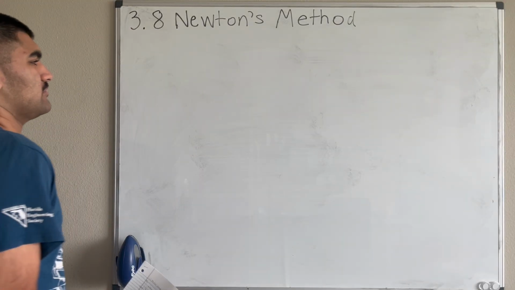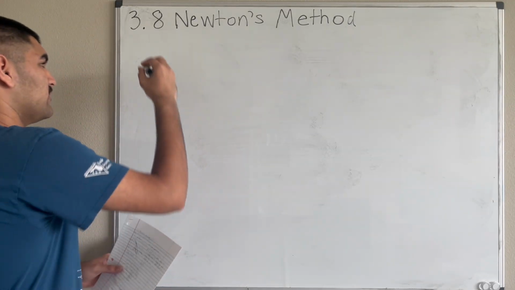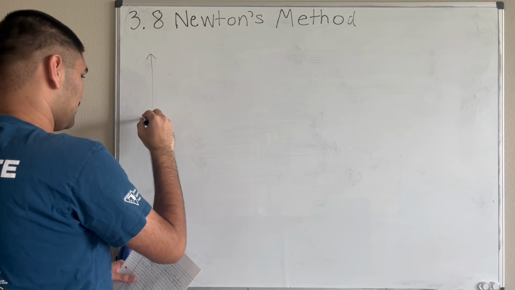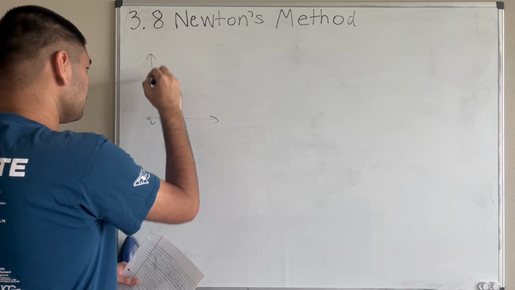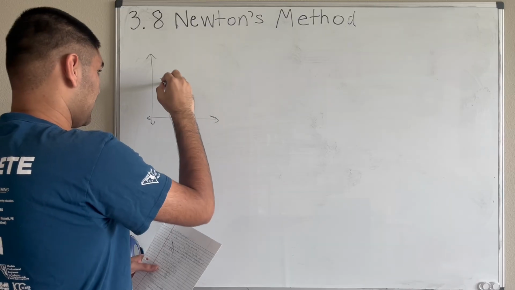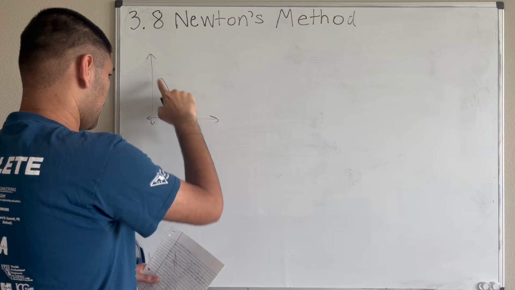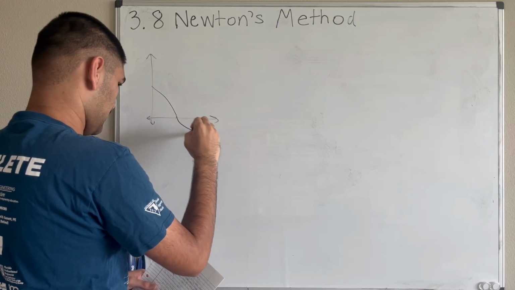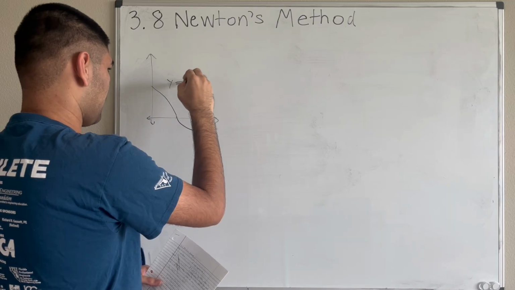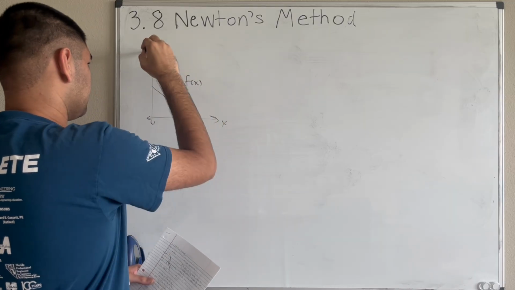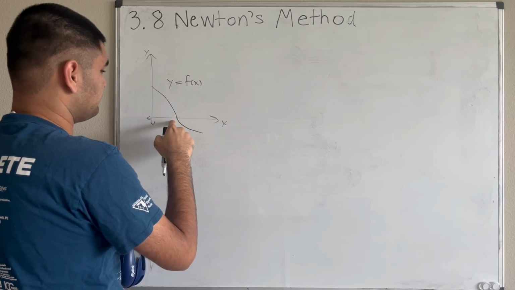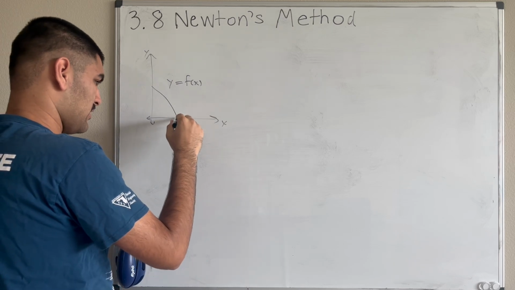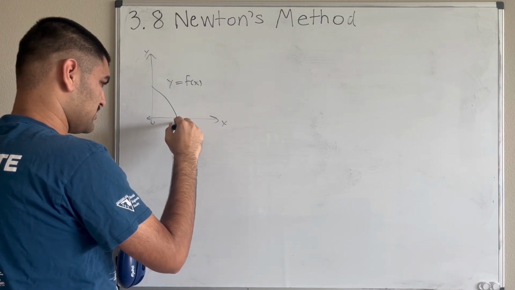Alright, so to begin with, let's consider the graph of some function. And let's say it looks something like this. Let's say this is y equals f of x. And so f of x has a 0 right here, right? So we'll just call this 0 to be c.